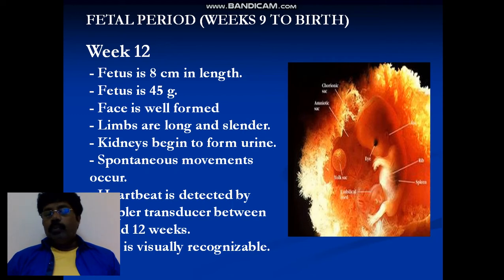Heartbeat is detected by Doppler transducer between 10 and 12 weeks. In this week, you can't detect the fetal heart rate with a traditional fetoscope. You can see it only with the Doppler transducer. Sex is visually recognizable in week 12. This is particular, and questions may come in MCQ type. So many MCQs are in this picture that you can take.